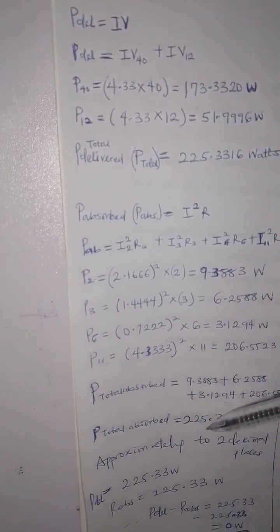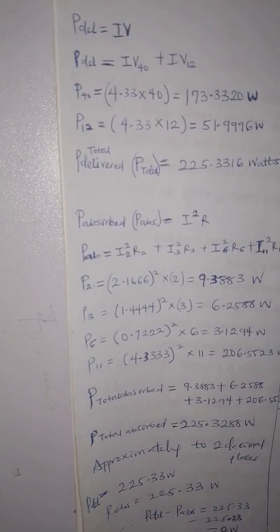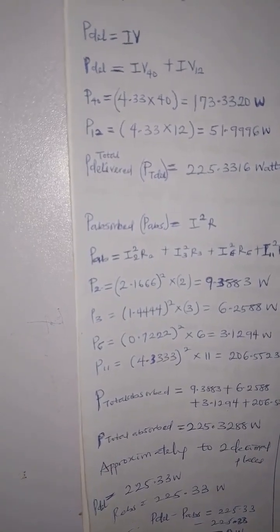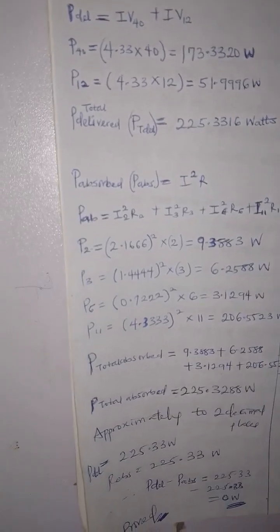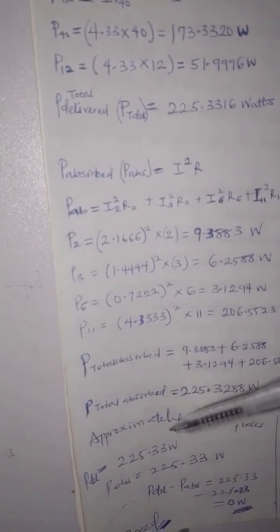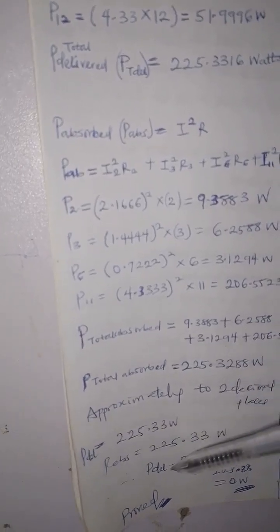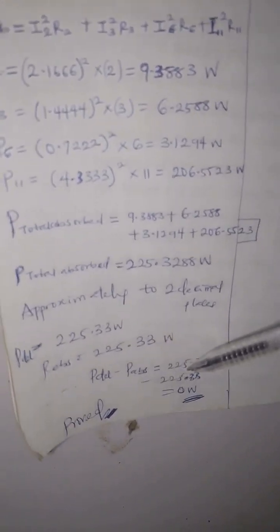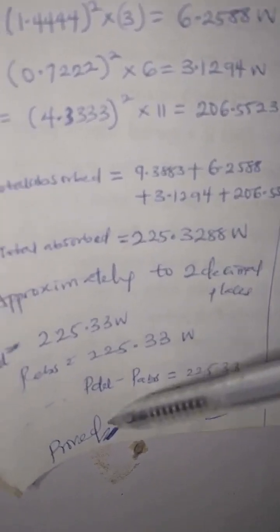If I subtract this directly from this, I'm going to have something like 0.000001, which is very small and just similar to 0 for calculation, proof and process. So it's better to approximate to decimal places, and we can have power delivered minus power absorbed equals 225.3333 minus 225.3333 equals 0 watt. Proved.